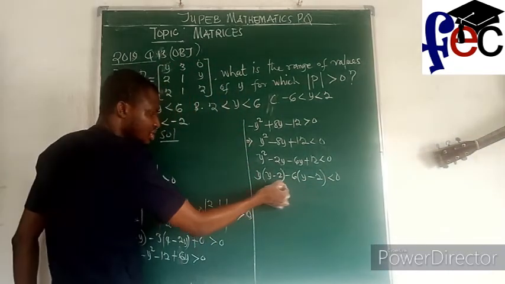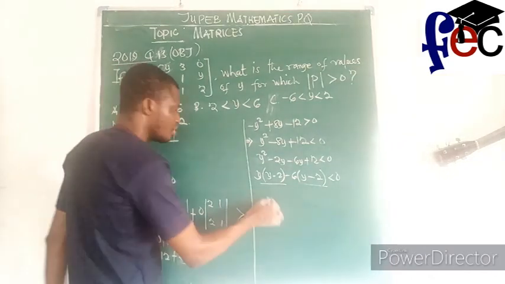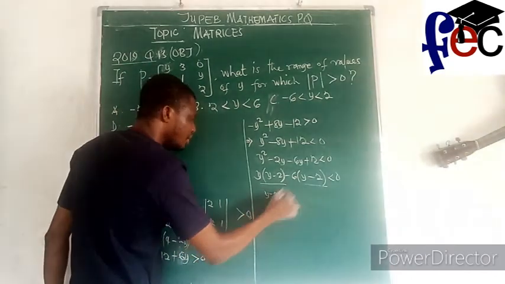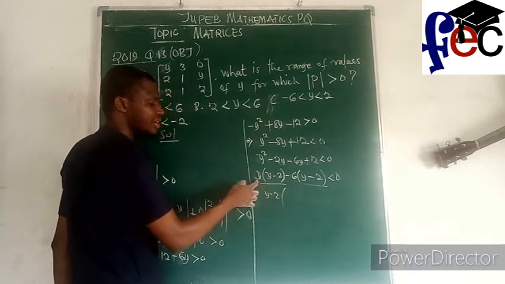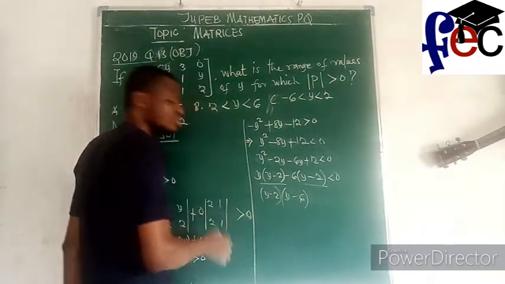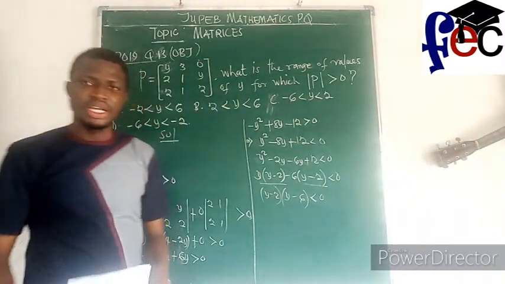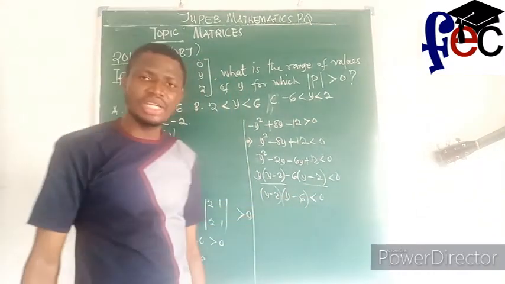What is common between this expression and this expression? You notice that it is y minus 2, right? If you factor it out, what will be left here? You have y left here. What will be left here? Minus 6. So I can group this now. So this is still going to be less than 0. Look at this. How do we now solve this inequality?